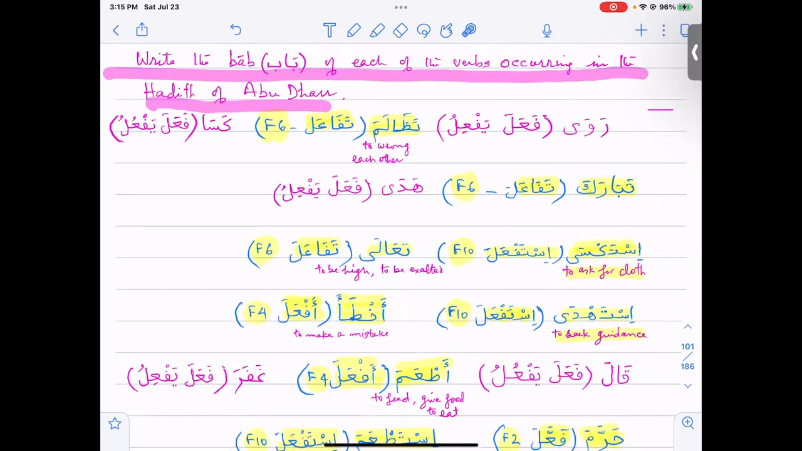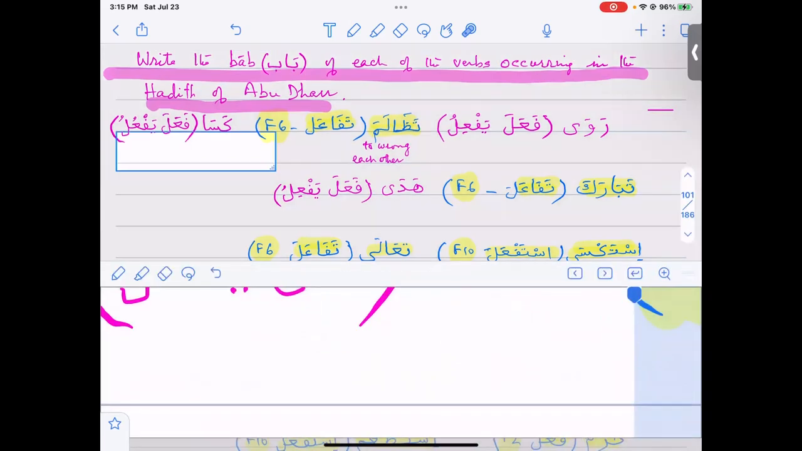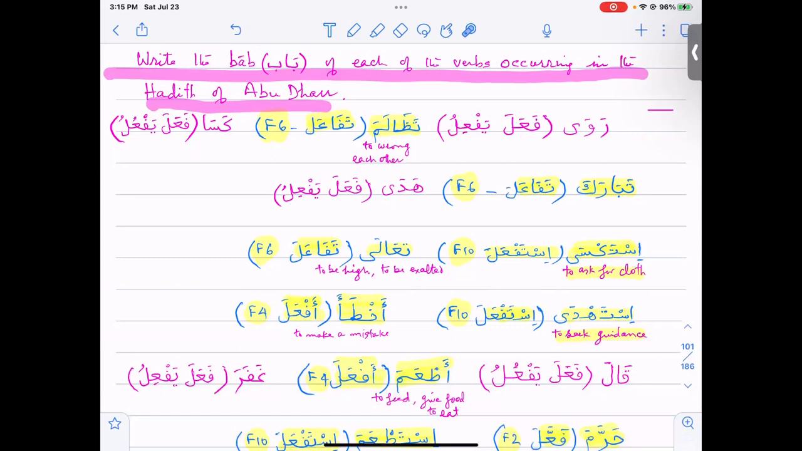Istahda, all are coming in that hadith. Istahda, to seek guidance. See, form 10, istafa'ala, has one aspect of it, to seeking something. Seeking. So when you say istaksa, means you are asking for clothes. And then you say istahda, you are seeking guidance from Allah subhanahu wa ta'ala. Form 10.